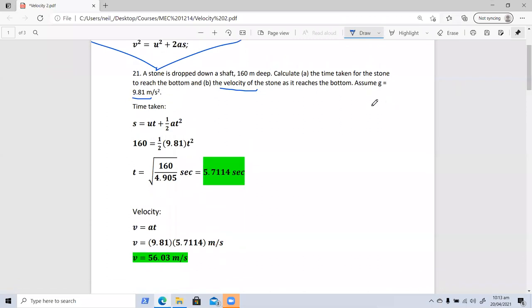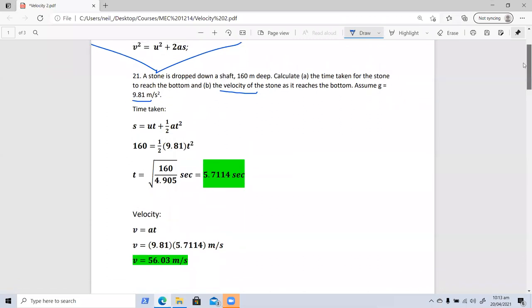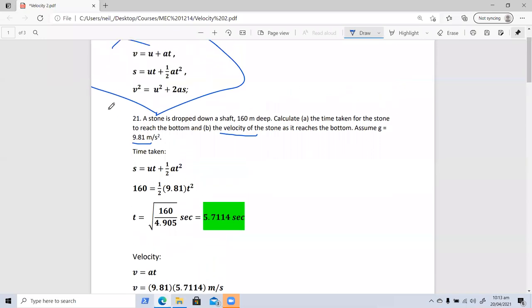All right, good. So time taken for the stone to reach the bottom. Well, in terms of velocities and accelerations, time taken is the distance traveled, right, to reach the bottom. And that distance is 160 meters deep. So you can use this distance formula, S equal to ut plus half at squared.